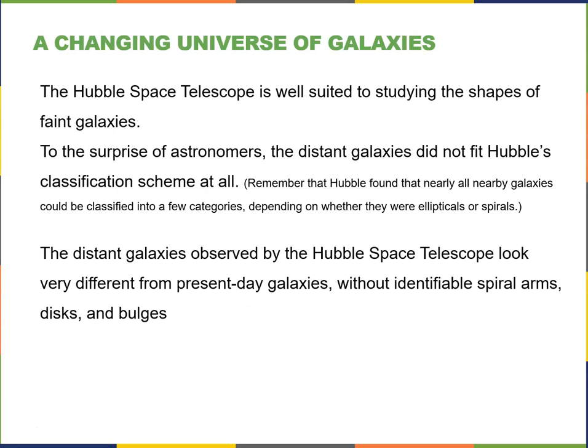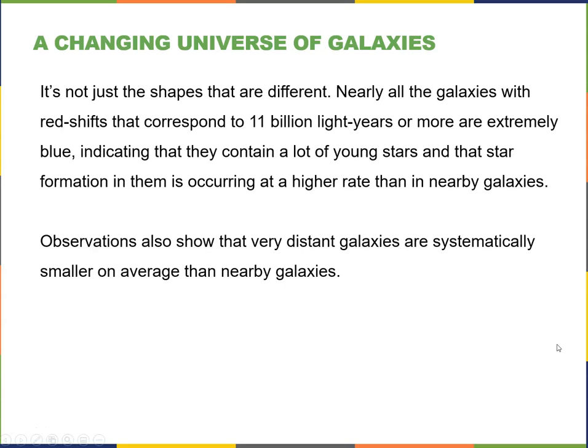So one of these telescopes that came online is the Hubble Space Telescope, and it is really suited to studying the shapes of these old, faint galaxies. And to the surprise of astronomers, when they started to observe these distant galaxies, they did not fit the Hubble classification scheme at all. The distant galaxies that were observed look very different from present-day galaxies. They don't have identifiable spiral arms, disks, or bulges.